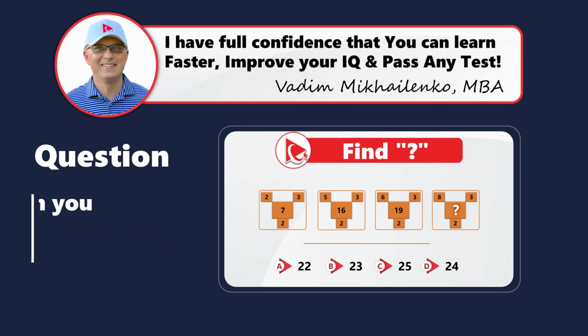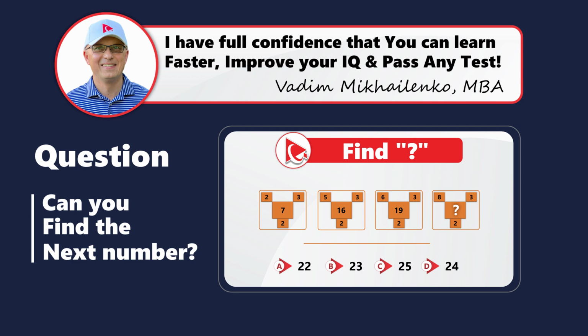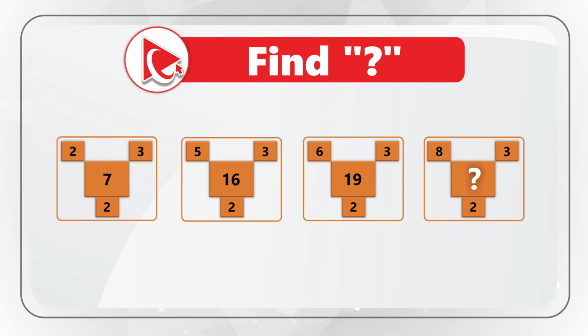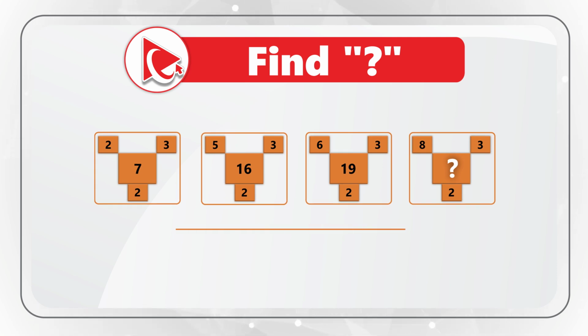Here's the question of intermediate complexity we frequently see on the test. You're presented with 4 shapes, and one shape has a missing number in the middle. You need to calculate the pattern and calculate the missing number, selecting it by one of 4 possible choices.